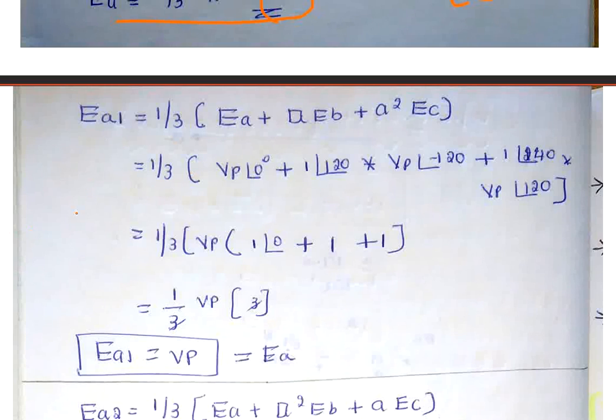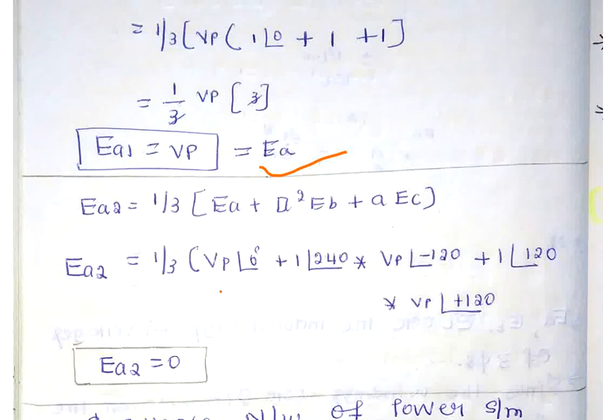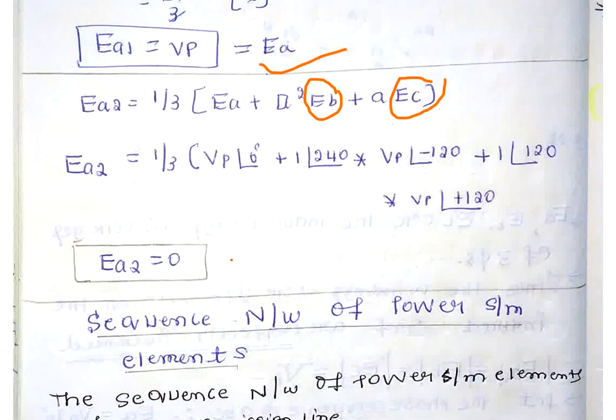Similarly, EA1 equals 1 by 3 of EA plus A into EB plus A square into EC. Apply the EB and EC values here, and after substituting all the values you will get EA1 equals VP, that is equal to EA. Similarly for EA2, equals 1 by 3 of EA plus A square EB plus A EC. Substitute the values of EB equals 1 at an angle 240 and EC equals 1 at an angle 120. Finally you will get EA2 equal to 0.